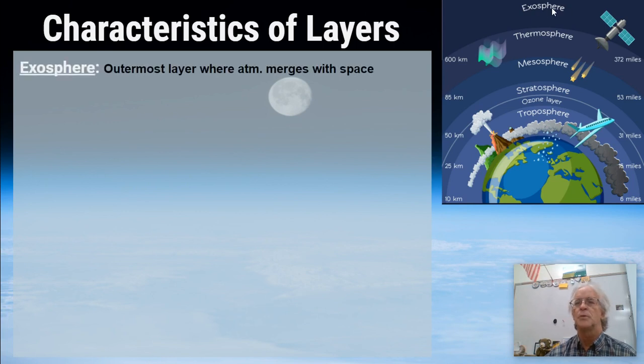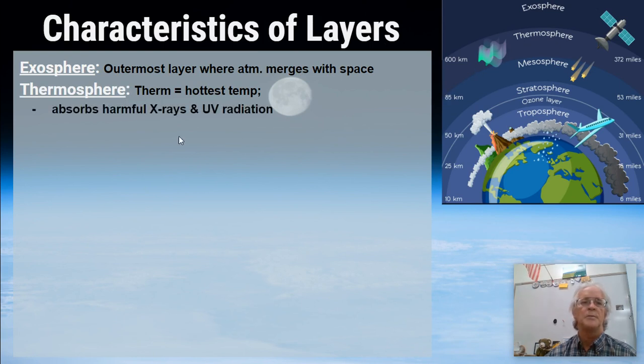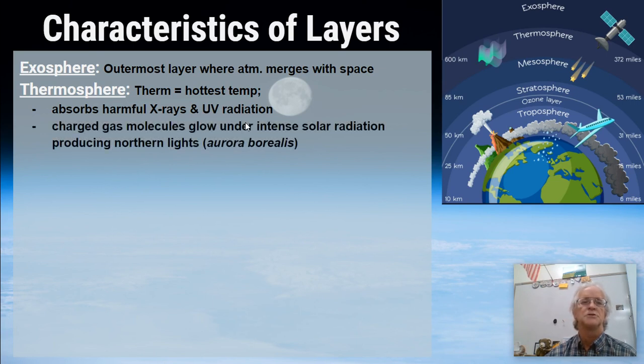The exosphere, way out here, is the outermost layer where the atmosphere merges into space. The thermosphere has the hottest temperature, right here. Why? Because it absorbs harmful X-rays and UV radiation. Its charged gas molecules glow under intense solar radiation, producing the northern lights, which is the aurora borealis.